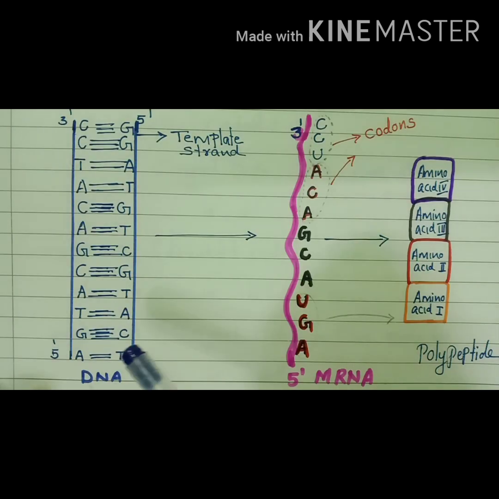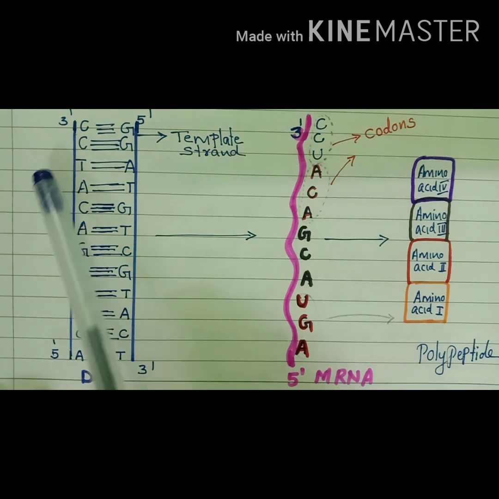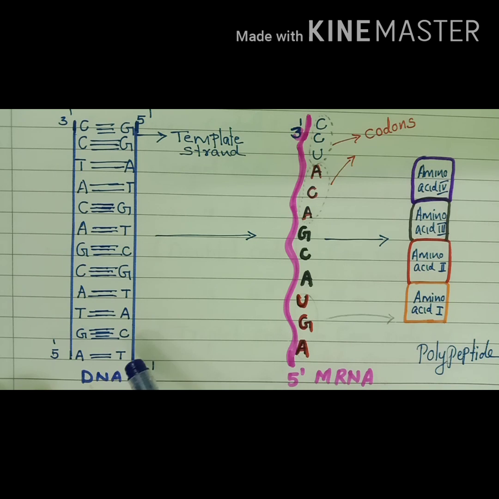Here you can see a double-stranded DNA having polarity 5' to 3' in one strand and 3' to 5' in the other strand. And this is the template strand. Automatically, the other one becomes the coding strand. Now this DNA is undergoing transcription. It leads to formation of an mRNA, and here you can see the mRNA with polarity 5' to 3'.